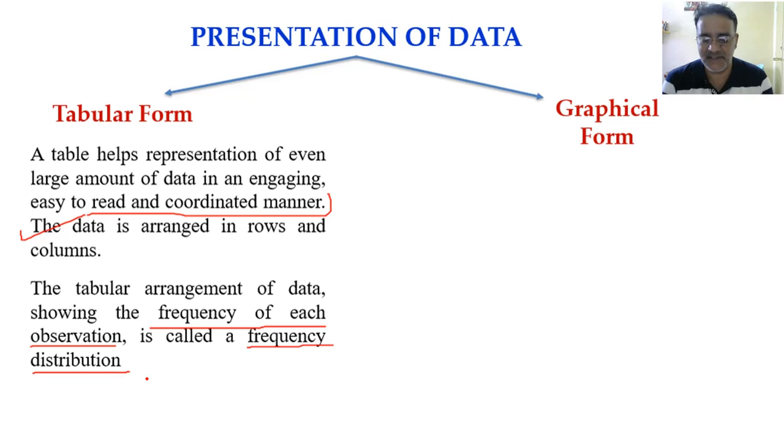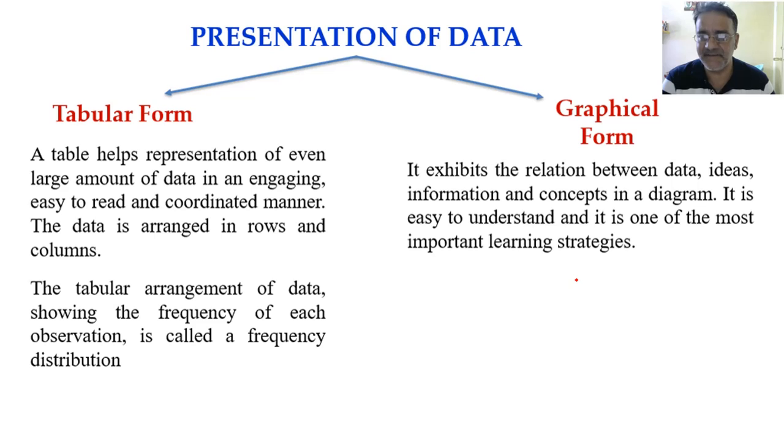Okay, what is frequency? The number of times that a particular number occurs. For example, if I say the frequency of 10 is 9, what does this mean? That means 10 is coming 9 times. Very good, 10 occurs 9 times.